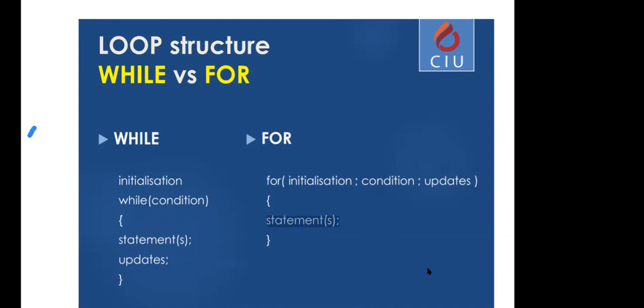When you are learning loops for the first time, I prefer to explain with the while loop because it's easier to follow. It's like one step at a time. But once you have understood how the loop structure works, it is much more practical to use the for loop.